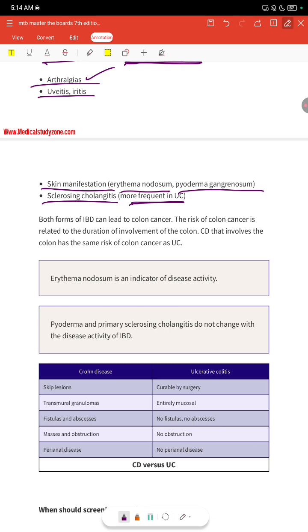See, the erythema nodosum is actually an indicator of disease activity, while the pyoderma gangrenosum and primary sclerosing cholangitis do not change with the disease activity of IBD. It is important to remember that both forms of IBD can lead to colon cancer.